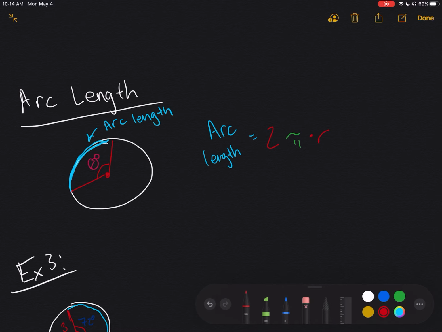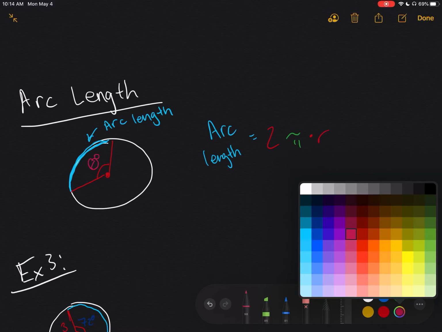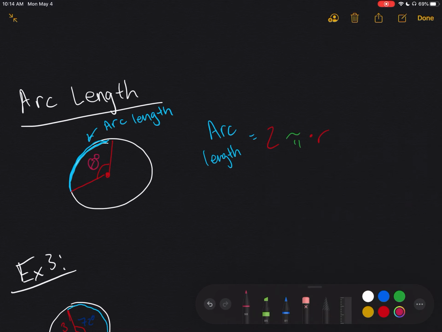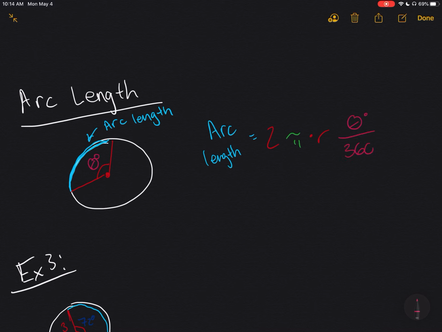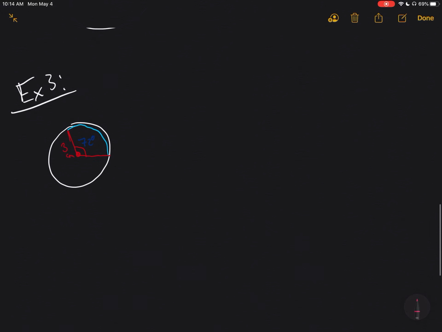And then I want to use my angle measure that I got. So this gives me the circumference. Now I need to scale that by how much of the circle I have. Well, if I take the angle measure and divide it by the total angle measure of 360 degrees in a circle, then that will give me how much of the circle that I want, right? So let's see how that works in example 3.